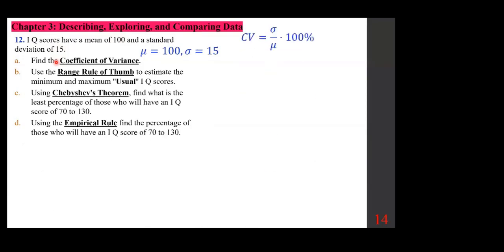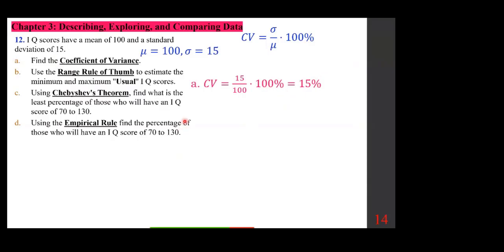The ratio of standard deviation to the mean. Now, this just makes it a percentage. So when you divide, the answer is 0.15. 15% is changing it to a percentage. If you don't write the percent, it's wrong. So that's the coefficient of variance.